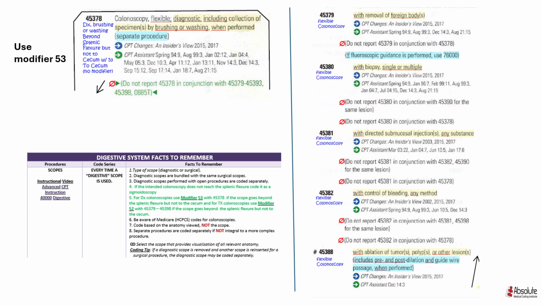On the right, as you can see, there are those procedures. It's a colonoscopy flexible with removal of foreign bodies, biopsies, submucosal injections, etc., bleed control. This code series and beyond is to be used whenever this is therapeutic, and we know it's therapeutic because these procedures took place and you are directed to use modifier 52.